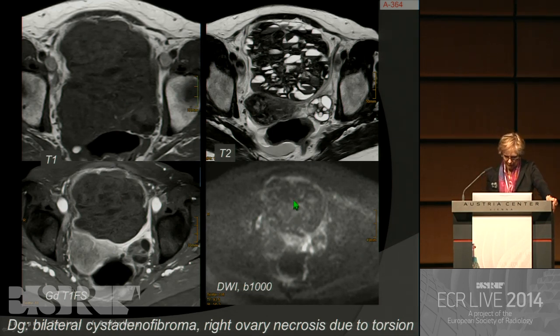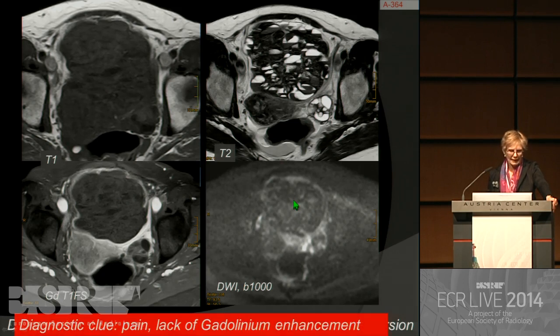Diffusion didn't help so much in this case. And the diagnostic clue was, again, this was a patient admitted with pain, and pain is atypical for a patient presenting with ovarian cancer for the first time. And the lack of contrast enhancement here allowed the diagnosis of torsion.